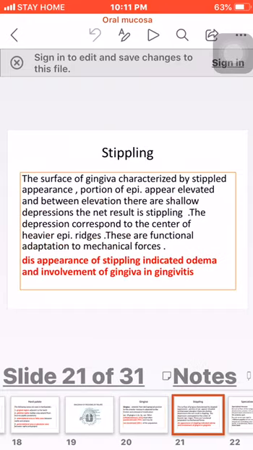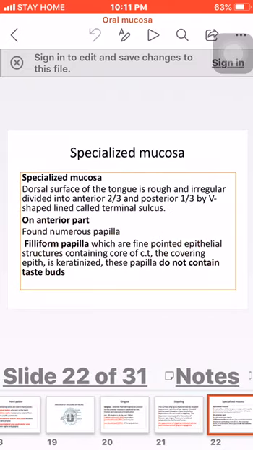The surface of the gingiva is characterized by the presence of the stippling phenomenon, or a stippled appearance. The portions of the epithelium appear elevated, and between the elevations there are shallow depressions, resulting in stippling. The depression corresponds to the center of the heavier epithelial rests. These are functional adaptations to mechanical force. The disappearance of the stippling indicates edema and involvement of the gingiva in inflammation, which is called gingivitis.